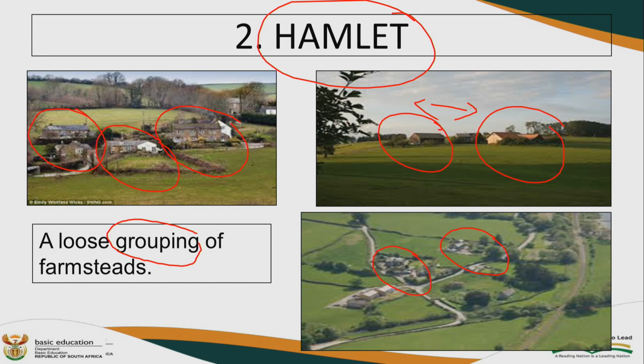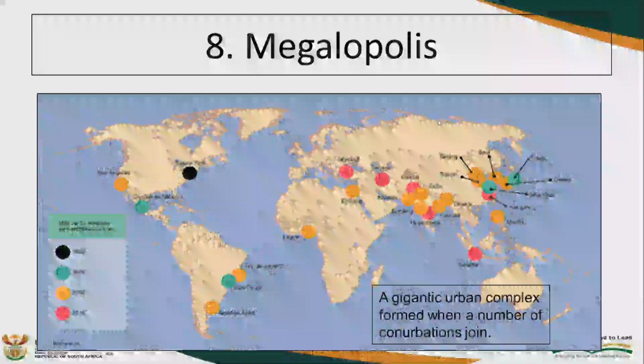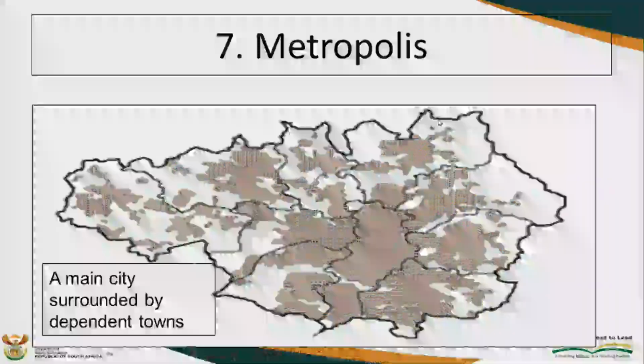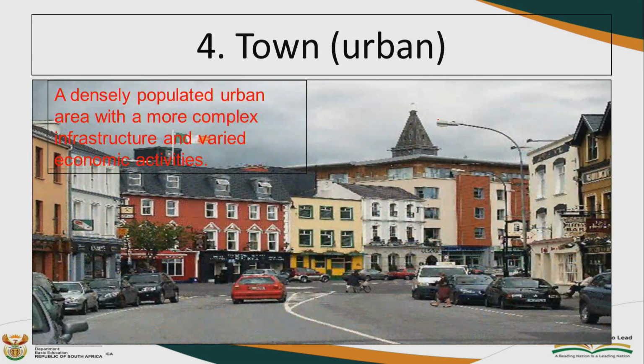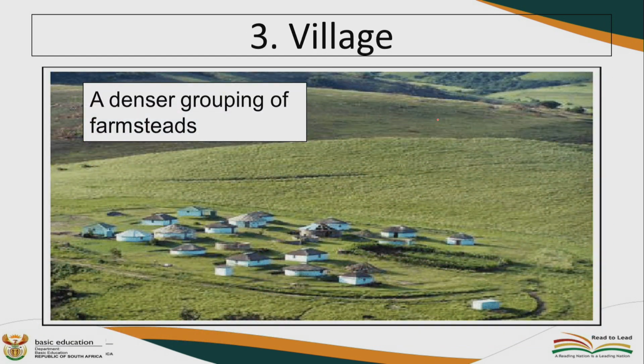Number 3 would be a village. Wait, sorry about that. I went a bit too far. Let's take you back. A village, beautiful picture. Where? Eastern Cape. This is a traditional Xhosa village.